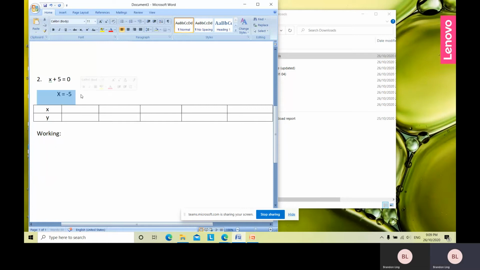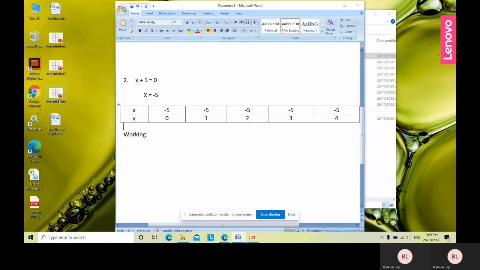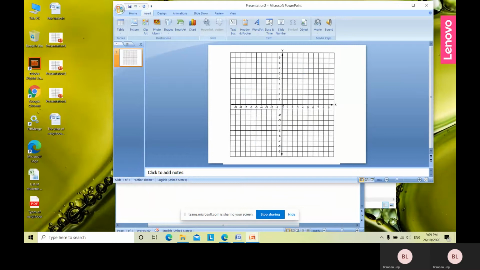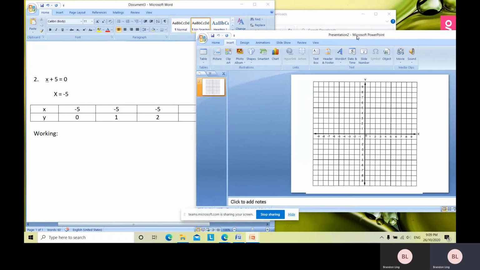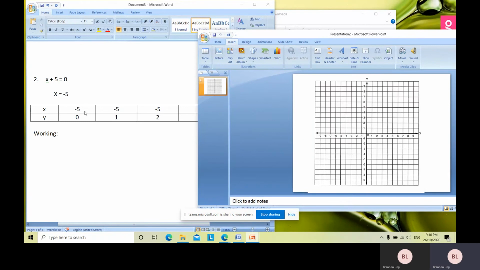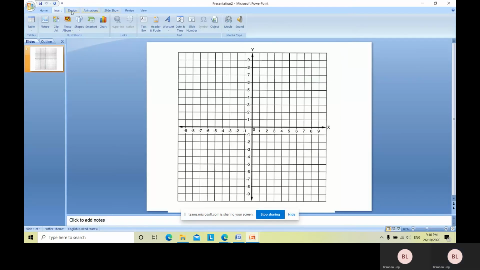You can see from this equation, whatever values of y that you have, you'll get x equals negative 5. So what we can do now is try to plot this graph. x is negative 5, y is equal to 0, which is here.